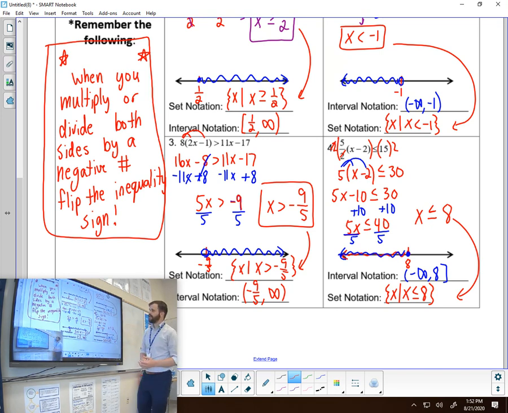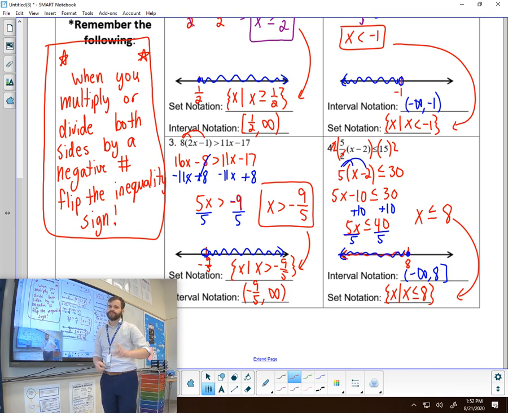All right, guys, that's about it. Just the big thing: remember to flip the inequality if you multiply or divide by a negative. It's really going to change some answers.